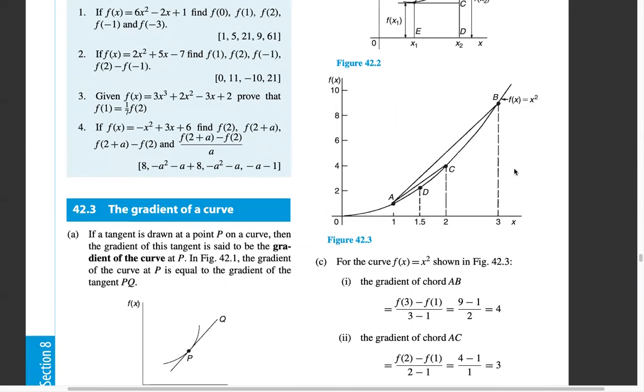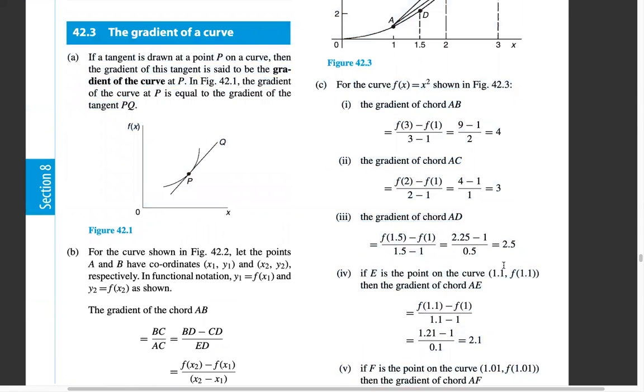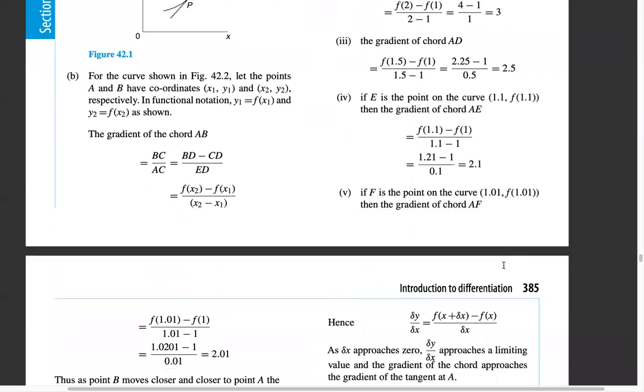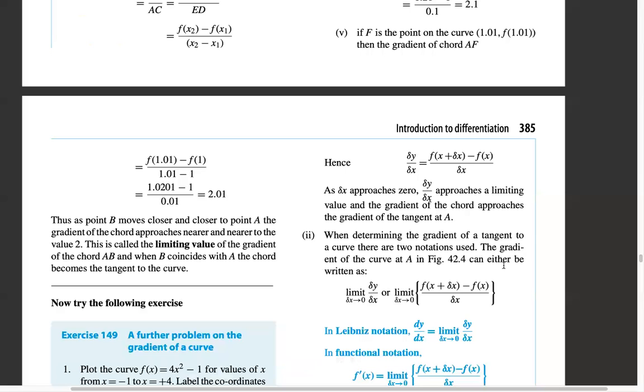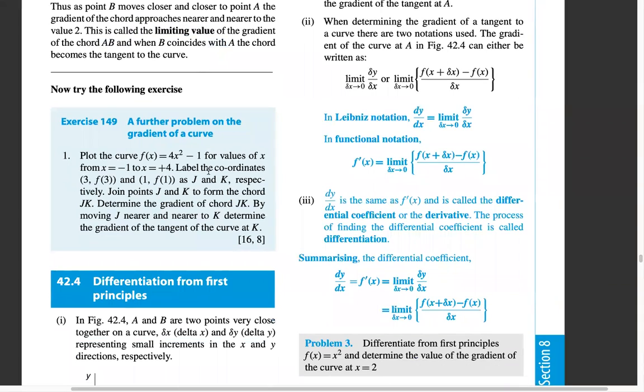Right, this is y equals x squared, so the gradient is actually 2 at point A. But it's a limiting process here. We're trying to estimate the gradient using these limiting processes and doing calculations here. This is not always feasible, right? So you see here, they say the limiting value of the gradient for chord AB when B coincides with A is what the gradient of the tangent at A will be, okay? And that limiting process, they have different notations for it now.